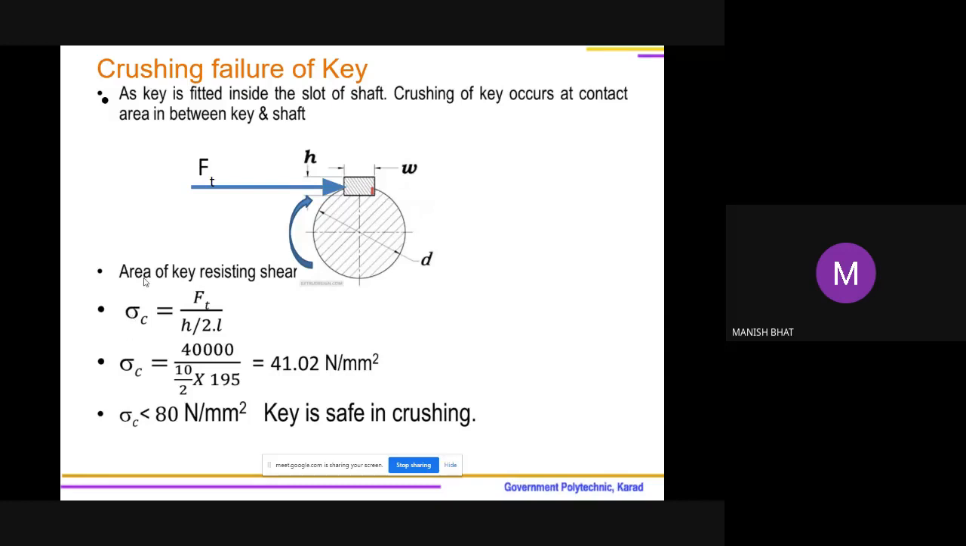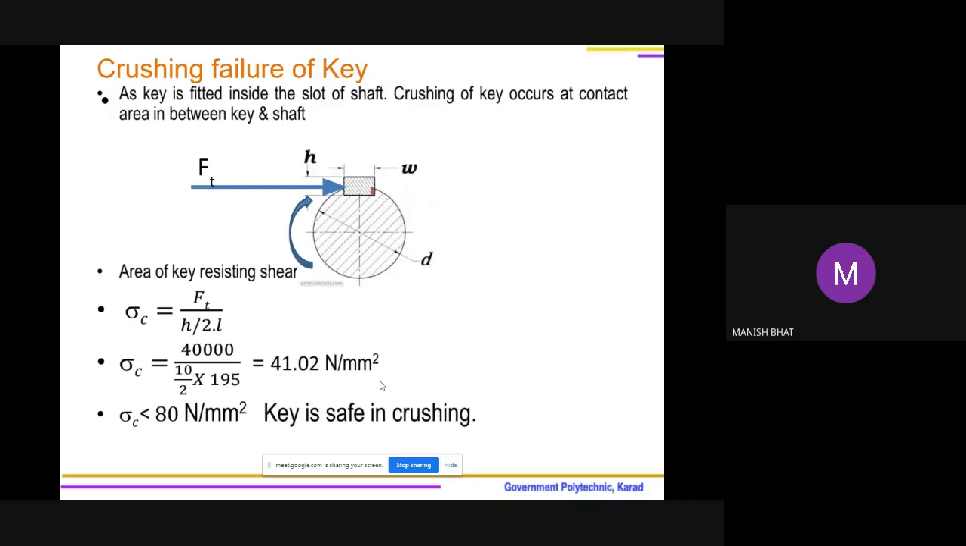So what will be the crushing stress? Crushing stress sigma c is equal to the force causing crushing, that is the tangential force, upon the area of the key resisting crushing, that is h by 2 multiplied by L. H is the height, L is the length. The height we have empirically selected as 10 millimeter. If we put length 195, how much crushing stress gets induced?